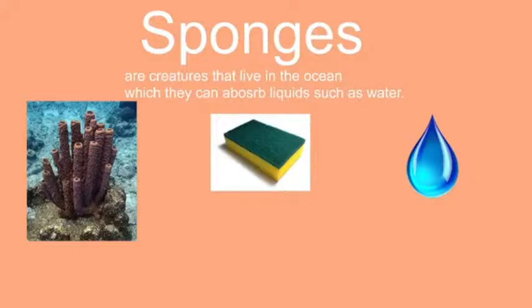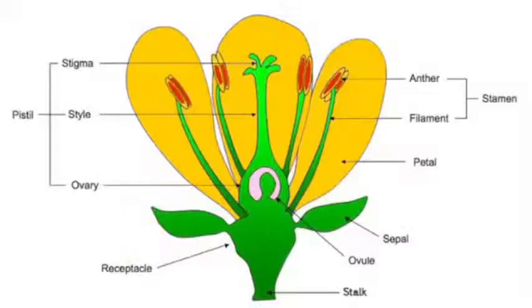Now, our next lesson is about parts of the plant. The parts of the plant are the stigma, the pistil, the ovary, the receptacle, the stalk, the ovule, the sepal, the petal, the filament, the anther, and the stamen.